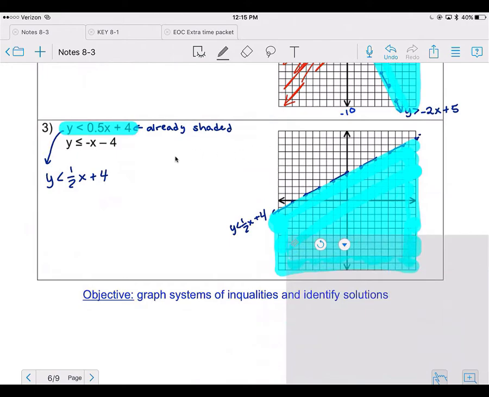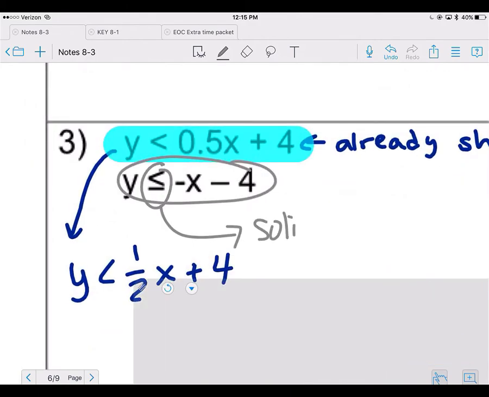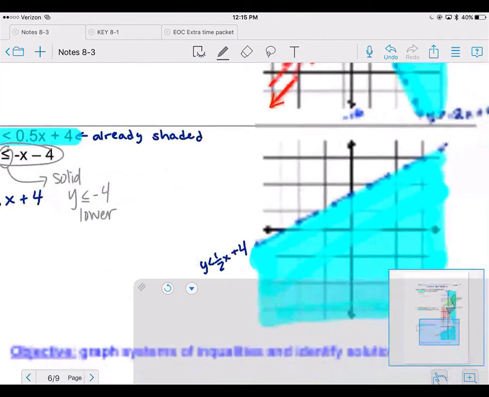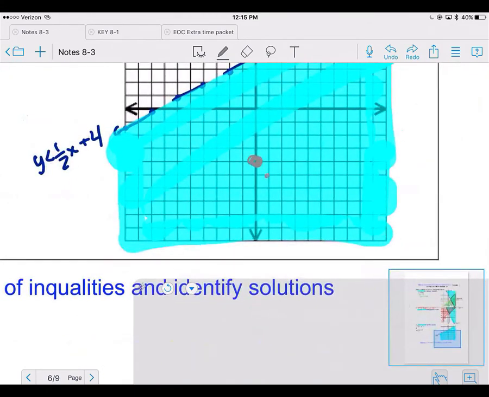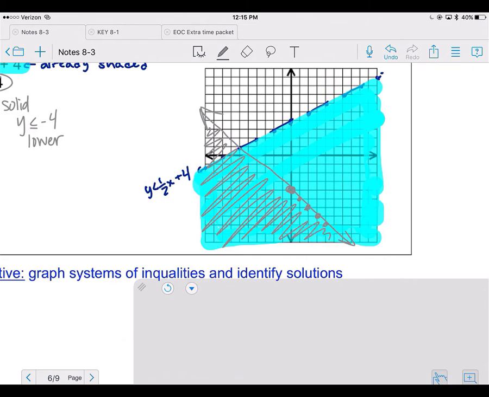Problem 3, we already have this one graphed and shaded. It started at 4, and 0.5 goes up 1, right 2, up 1, right 2, up 1, right 2. So we need to graph and shade this problem. Because there is a line under the inequality, it will be a solid line. Y is less than or equal to negative 4. Less than goes low or underneath. So we start at negative 4. My slope is negative x, which means down 1, right 1. We always go to the right. It's just a matter of if you go up because it's positive or down because it's negative. This one is a solid line. And we've already said less than negative 4 goes lower or underneath the line.